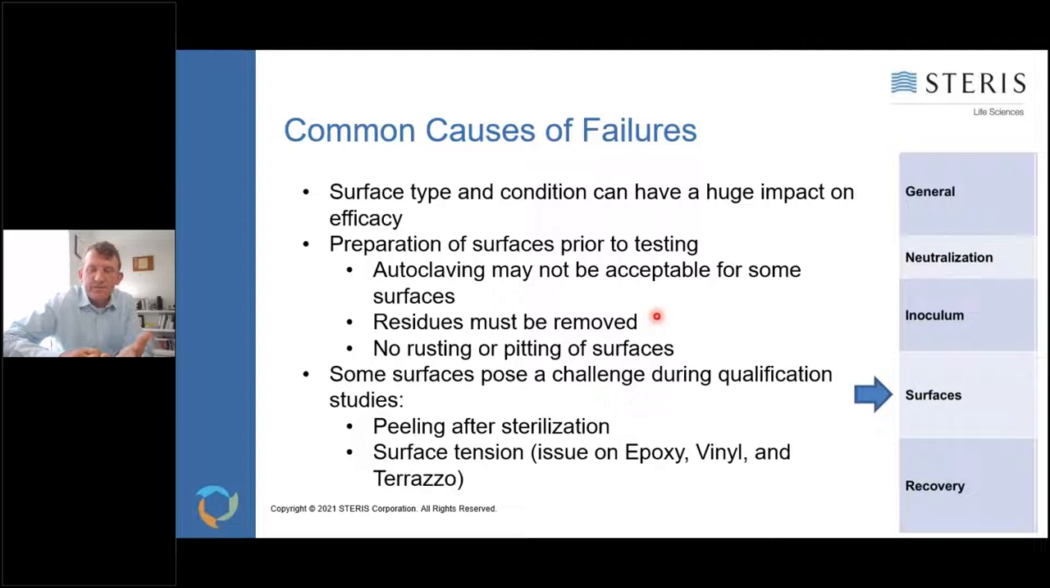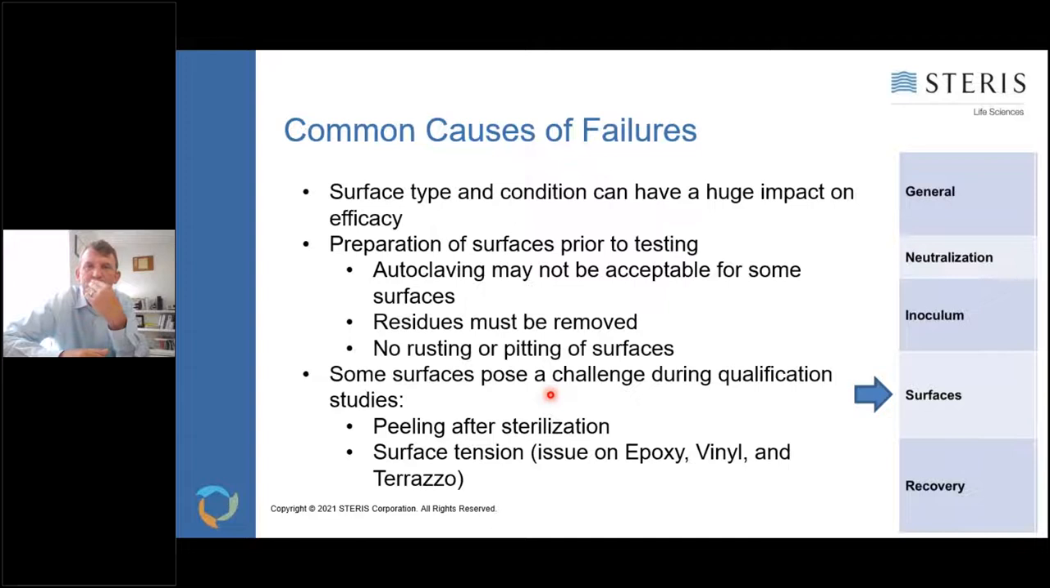bacteria are very small. So small pits in your surface can harbor and hide those microorganisms and prevent you from getting exposure to disinfectant and prevent you then from truly testing your disinfectant. And there's some surfaces that can cause a real issue, surfaces that peel or surfaces that have different surface tension that can have impact on your disinfectant contacting your microorganism. And we'll show you some of those next. If we can go to the next slide.